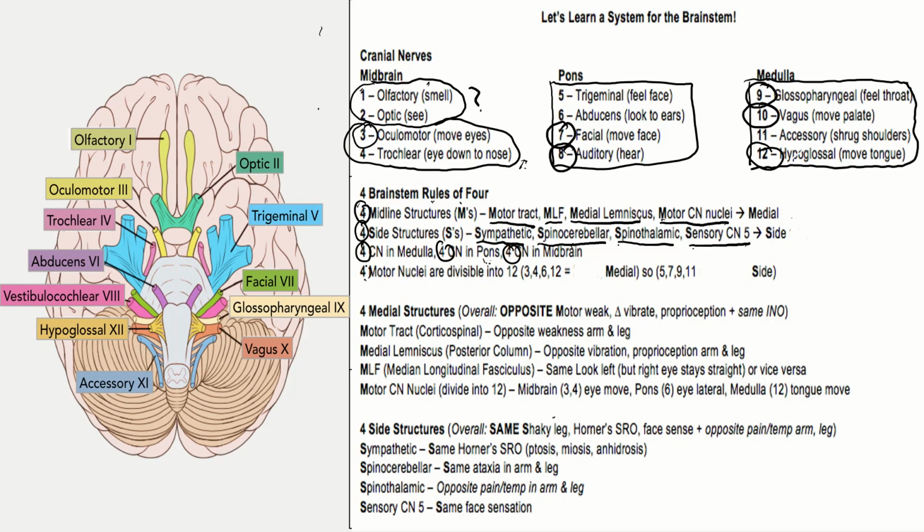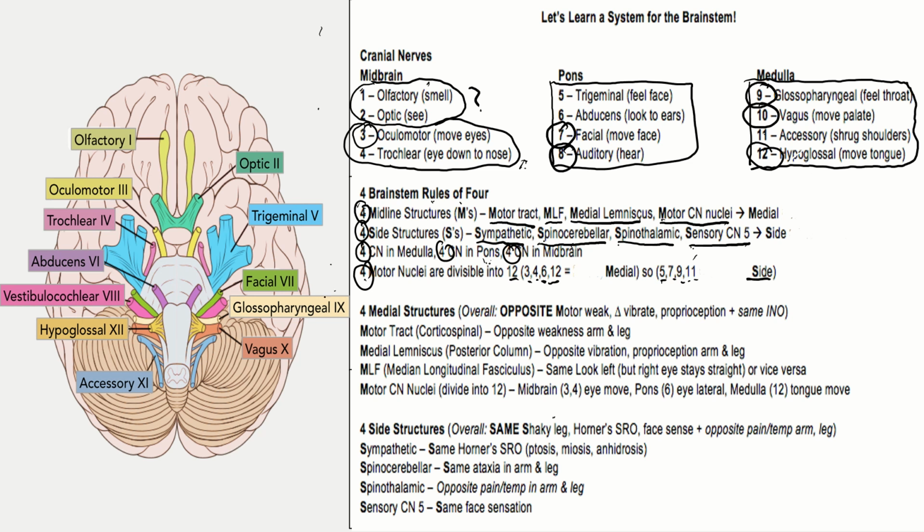And another one that we can go into, dividing into 12, that's going to be pretty medial. So the 4 motor nuclei divisible into 12. So 3, 4, 6, and 12. These ones are also going to be very much medial, so it's going to be more of a medial lesion. So M, medial, somewhat motor, as well as the other ones are going to be more on the side too, and it's a lot of your sensory cranial nerves.